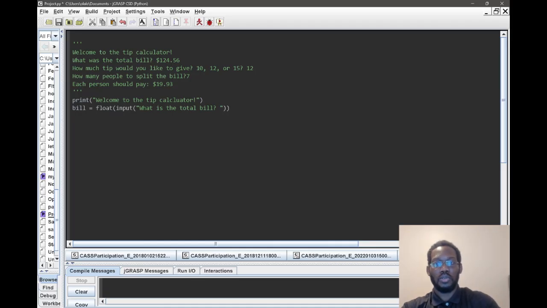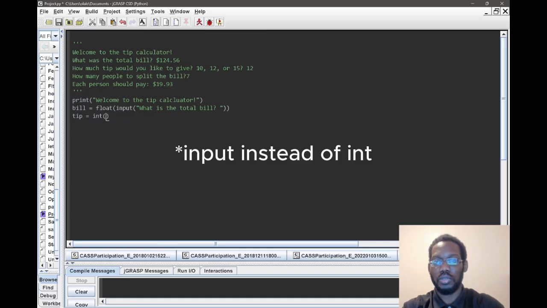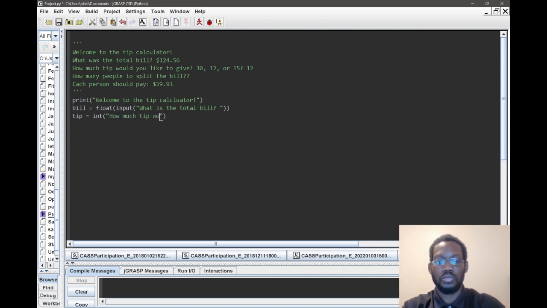Okay. So the next one will be, "How much tip would you like to pay?" Let's use an int for that one. Sorry, let's use double quotes. "How much tip would you like to pay?" Then, "How many people to split the bill?" Let's call that split.